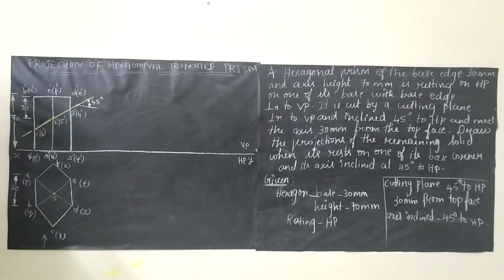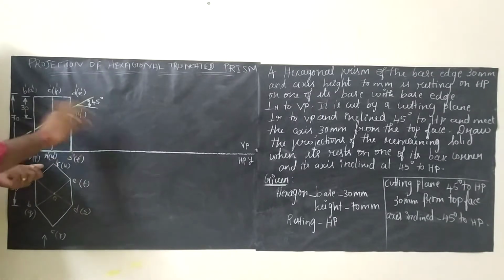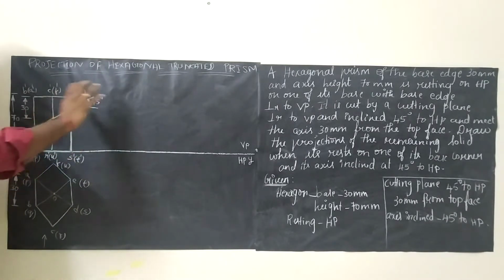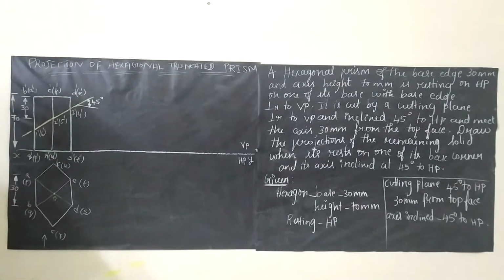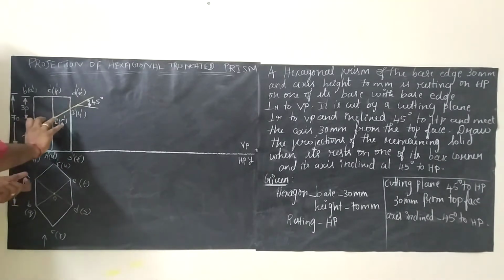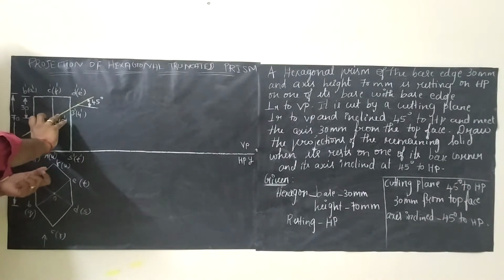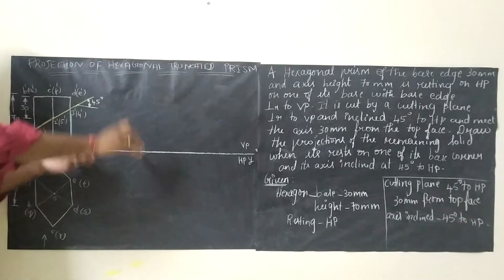Next step is we are just going to tilt or change the position of the truncated solid. Here the axis should be inclined to 45 degree. If you want to incline the axis, it is more than enough: if we incline the base to 45 degree, automatically the axis will be inclined to 45 degree. We are going to tilt or change the position of this truncated solid here, and we will be proceeding with the diagram.